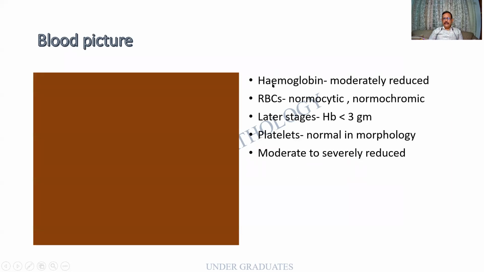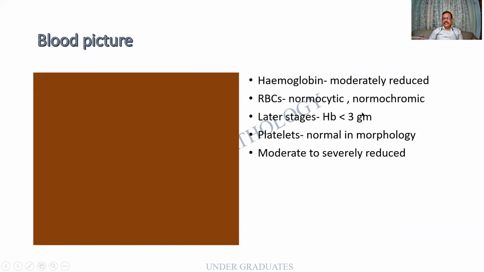Coming to the blood picture. In blood, always there are two components. One, there will be general features. For example, hemoglobin is reduced. It can be moderate. Later stages, it will become severely reduced. The RBCs are normocytic, normochromic.